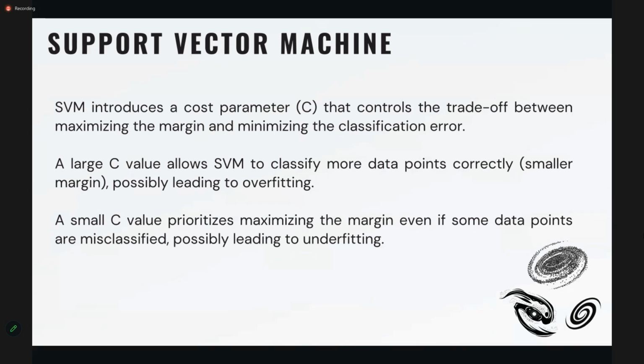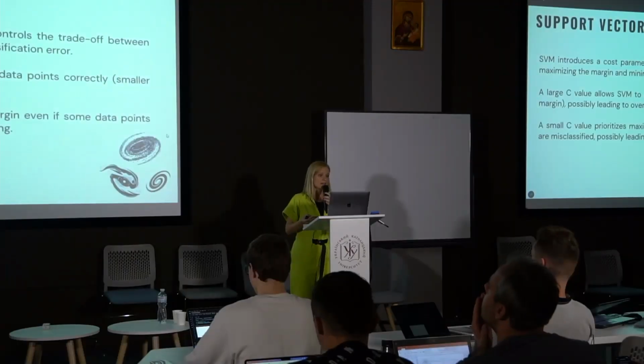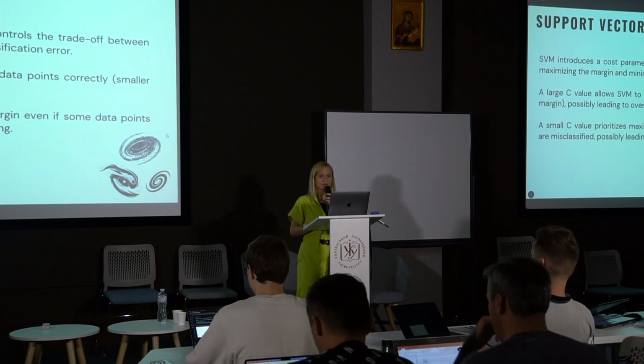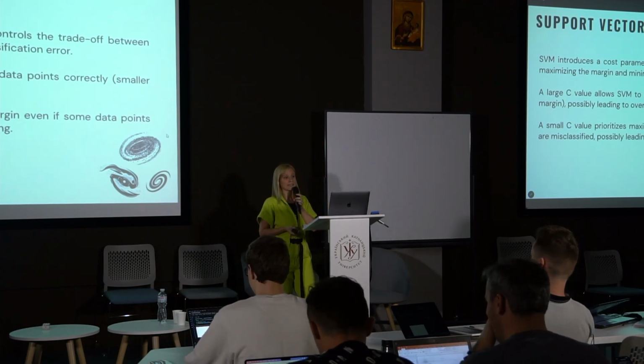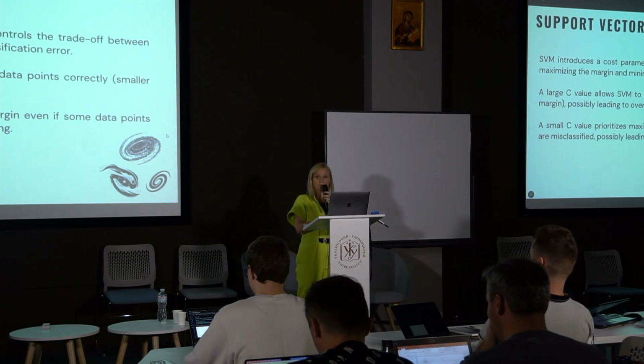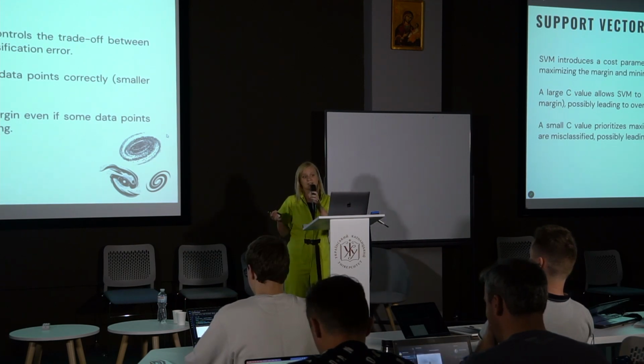A little word about the C parameter in SVM. It controls the trade-off between maximizing the margin and minimizing the classification error. A large C value allows SVM to classify more data points correctly, possibly leading to overfitting. And a small C value prioritizes maximizing the margin, even if some data points are misclassified, possibly leading to underfitting. The next one is logistic regression.